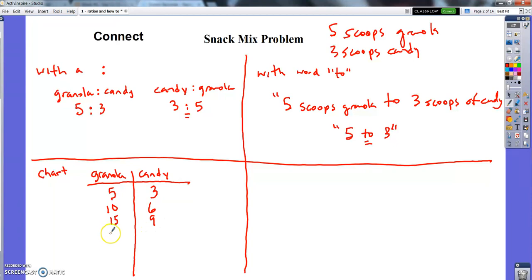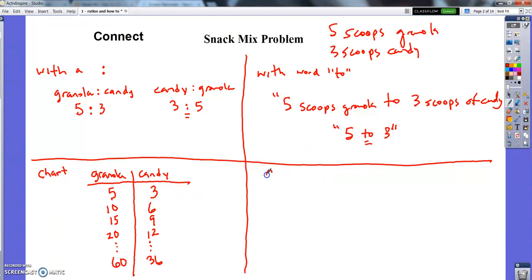If he made 4 bowls full, it would have been 20 scoops of granola to 12 scoops of candy, and so on and so forth. And I think we realize that in the end, if he did it 12 times, I want to say he used 60 scoops of granola to 36 scoops of candy in the end. And so a chart shows you the ratio over and over and over again.